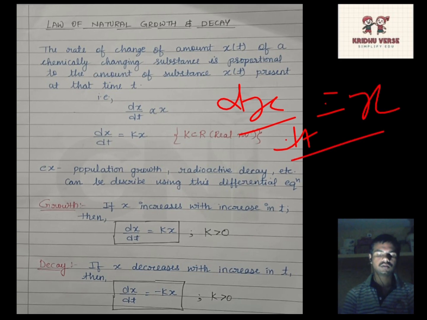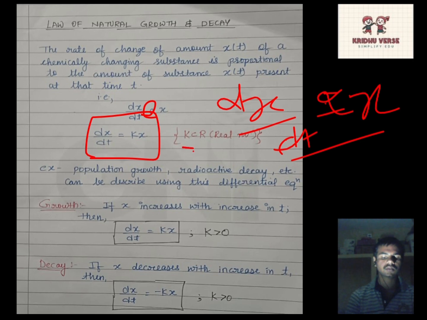This is the main concept of the law of natural growth and decay. Here also you can see it is the sign of proportionality, not equal. So when we remove the sign of proportionality, what are we getting here? dx/dt = kx, where k belongs to the real numbers.